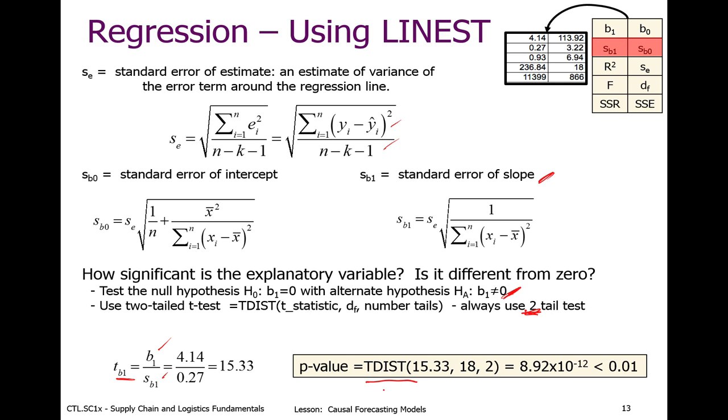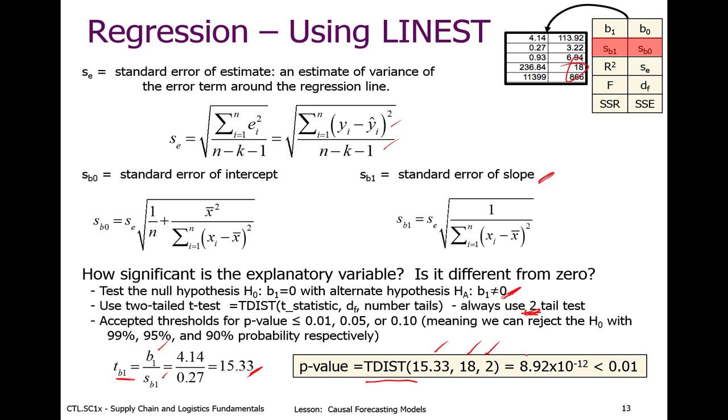This has 3 parameters. The first is that t-statistic, then the degrees of freedom, and then the number of tails. Well, we just calculated the t-statistic. That's easy, 15.33. The degrees of freedom, they give that to us, 18. And we always use a two-tailed test. Now this returns the p-value.